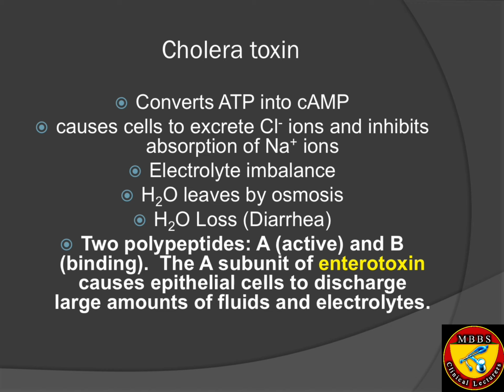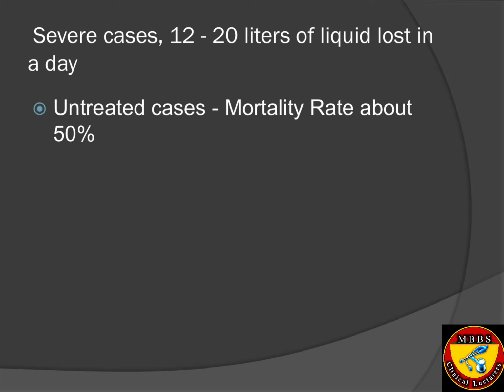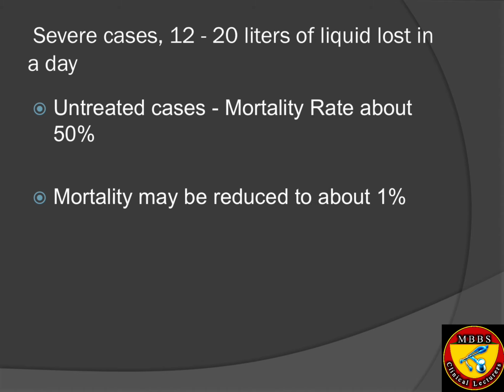There are two polypeptides in this cholera toxin, which are A, active, and B, binding. A acts as an enterotoxin, which causes epithelial cells to discharge large amounts of fluids and electrolytes. In severe cases of cholera, even 12 to 20 liters of body fluid is lost in a day. That's why it's a serious disease, especially in children, where it can be fatal. And the mortality rate is about 50% if it's not treated in time.